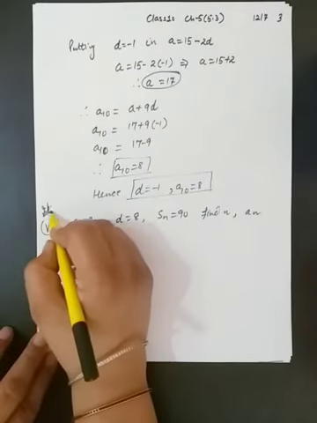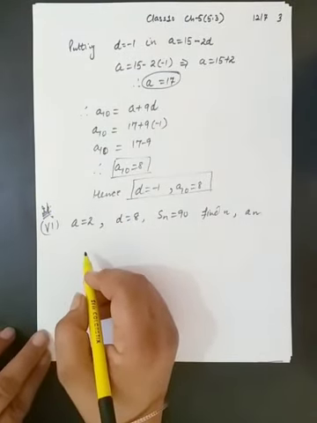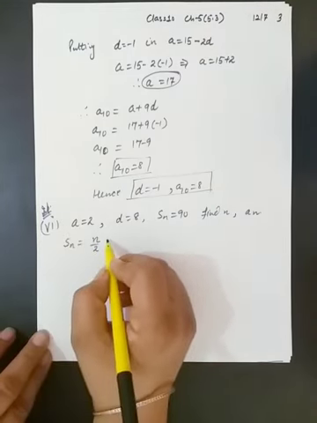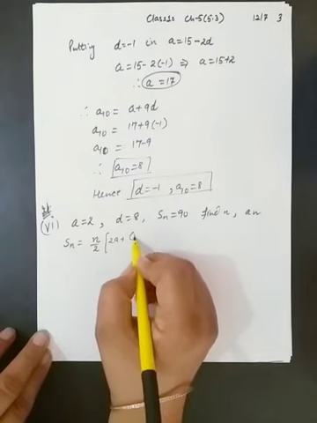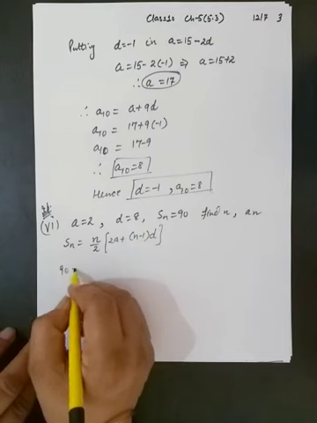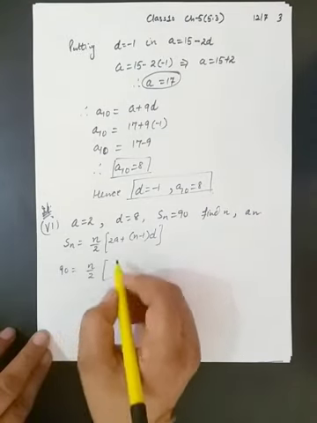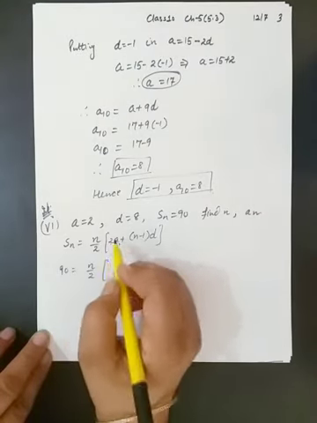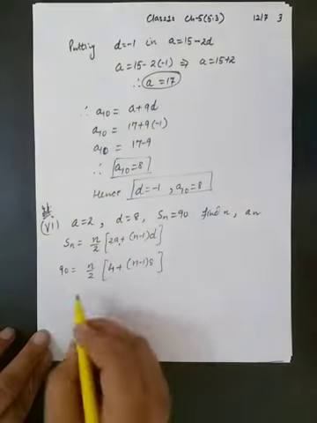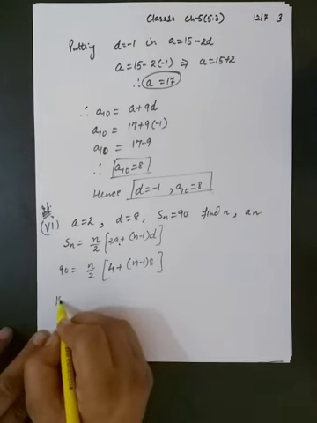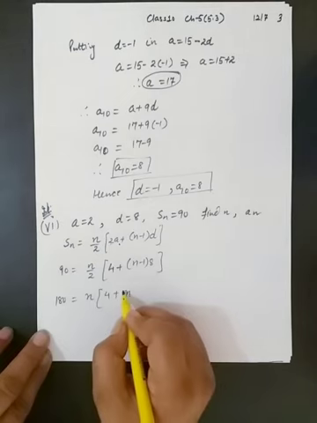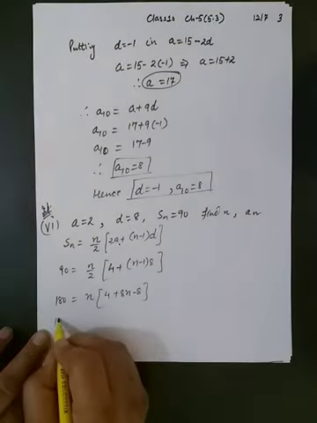This is an important question. So what do we have to do for it? First of all, write down the formula for Sn. That will be n by 2 into 2a plus n minus 1 into d. Now Sn is 90, n is not known, 2a is 2 into 2, which becomes 4, and d is 8. So we can multiply these two.